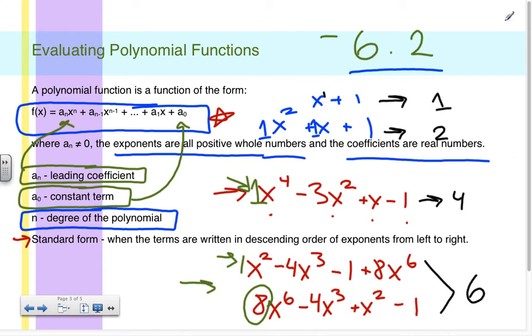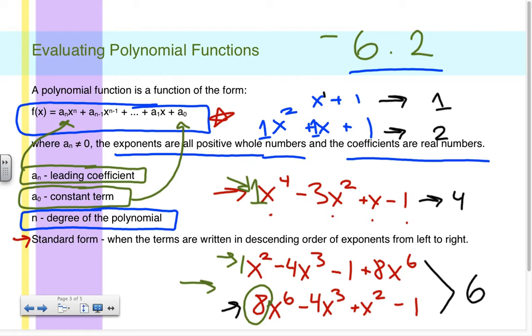The degree is the highest exponent on one of the variables. The lead coefficient is the coefficient that goes in front of the x variable that has the largest exponent. So in this example, like x to the sixth, 8 would be our lead coefficient.